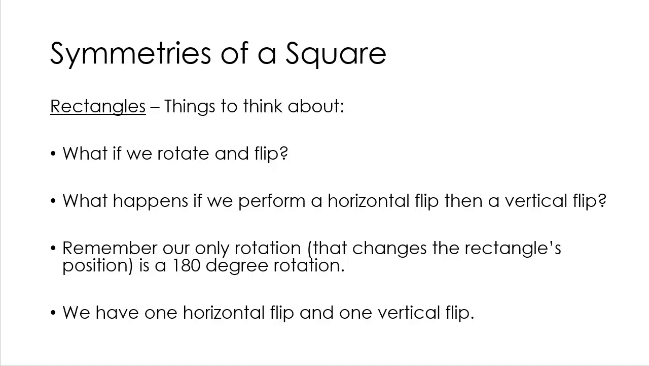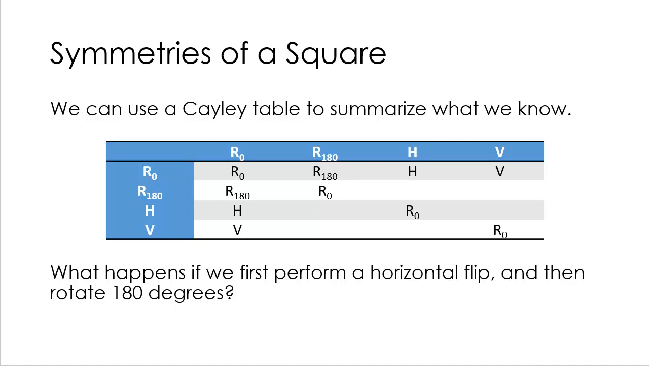Okay, so remembering our only rotation that changes the rectangle's position is a 180 degree rotation. So that puts it back in the same position, but the letters have been rearranged, right? So it's not in its original position, but it's symmetrical. And then we have one horizontal and one vertical, because again, we only have a two-sided object. With that in mind, these are the only things we can really do to it. R0 means we don't do anything to it. R180 is that rotation, the horizontal and the vertical flip. And then a 4x4 table is going to give us all possible combinations of two things, right? Doing one and then the other. So you can see we filled in some of them for us already. And what do these mean?